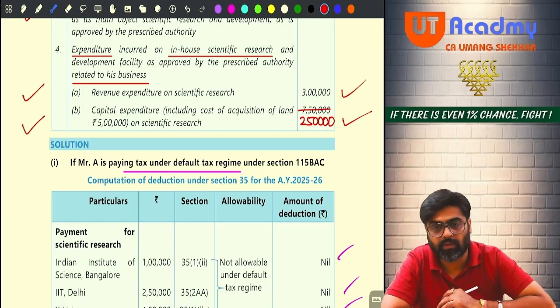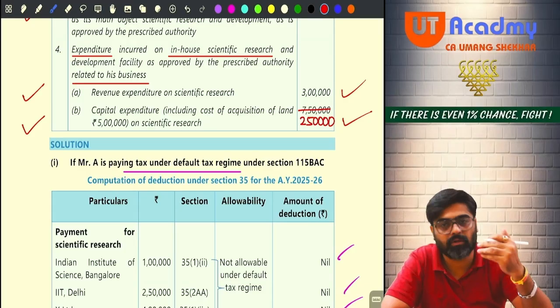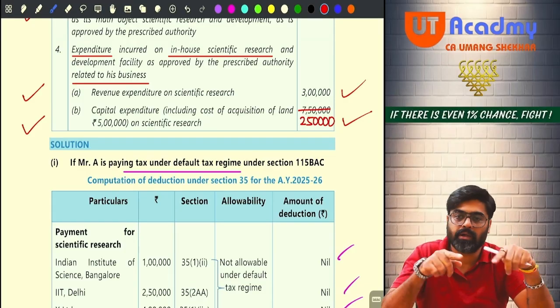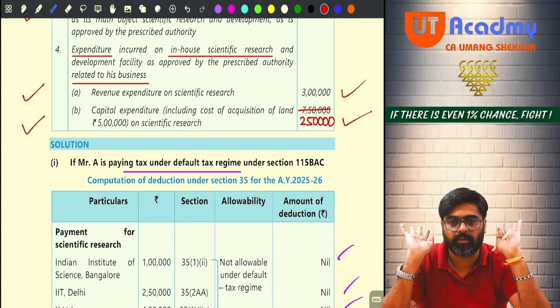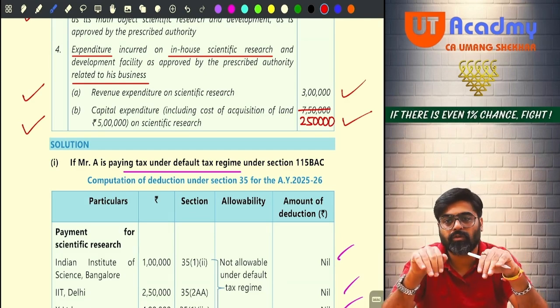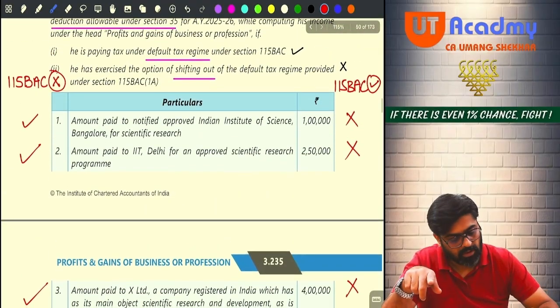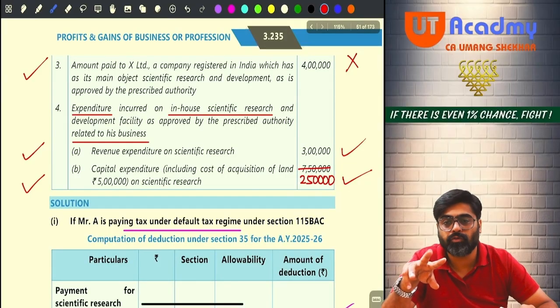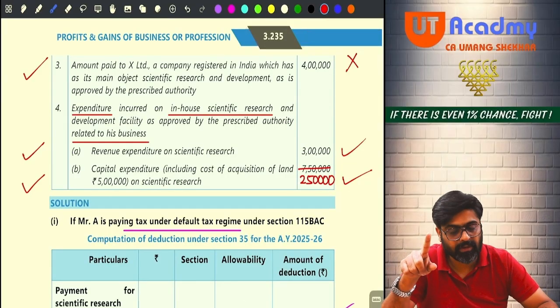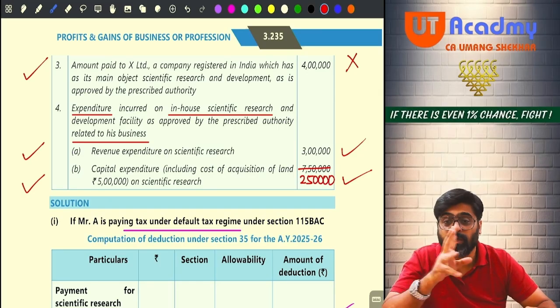Capital expenditure on scientific research will also be allowed. Revenue expenditure on scientific research will also be allowed under both the regimes, whether you follow 115BAC or you don't. Now you are supposed to add all these amounts. 1 lakh plus 2 lakh 50 plus 4 lakh will give you 7 lakh 50. 7 lakh 50 plus 2 lakh 50 will give you 10 lakh. 10 lakh plus 3 lakh will give you 13 lakh.